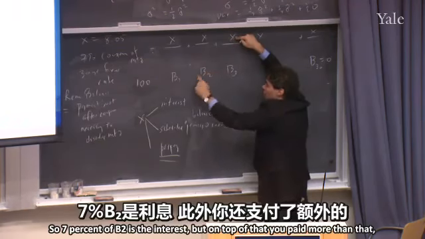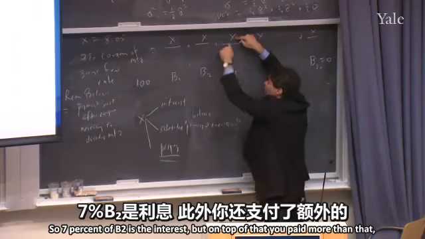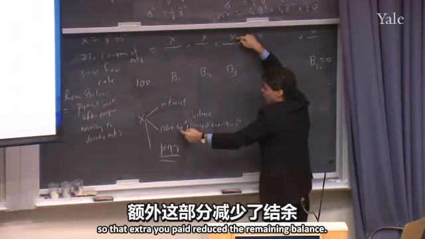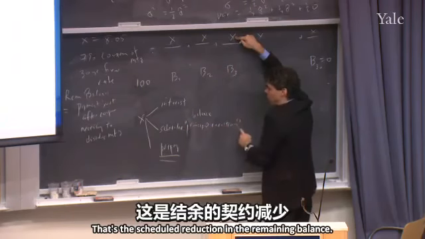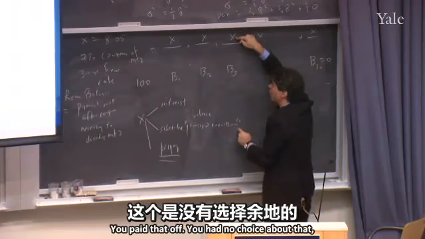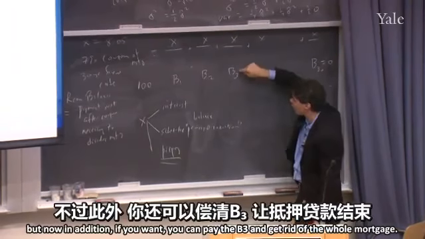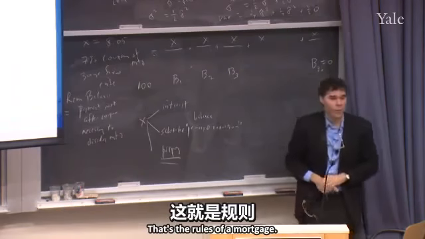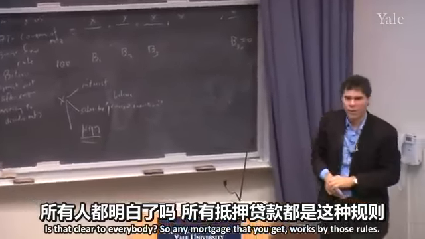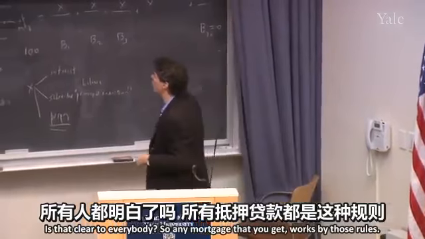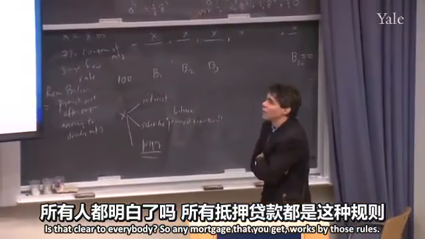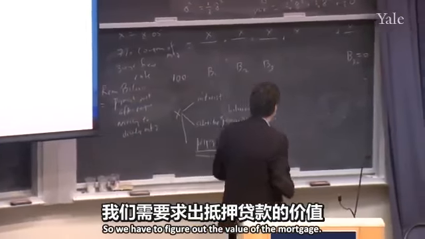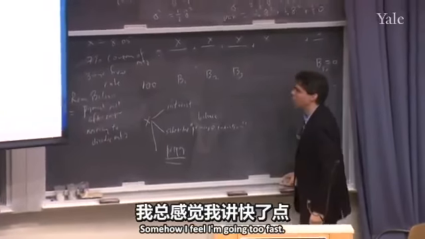So 7% of B2 is the interest, okay? But on top of that, you paid more than that. So that extra you paid reduced the remaining balance. That's the scheduled reduction in the remaining balance. You paid that off. You had no choice about that. But now in addition, if you want, you can pay the B3 and get rid of the whole mortgage. That's the rules of a mortgage. Is that clear to everybody? Okay, so any mortgage that you get works by those rules. Okay, so we have to figure out the value of the mortgage.